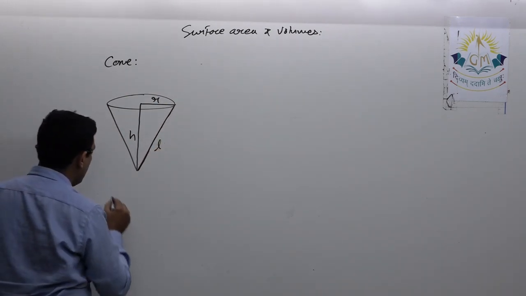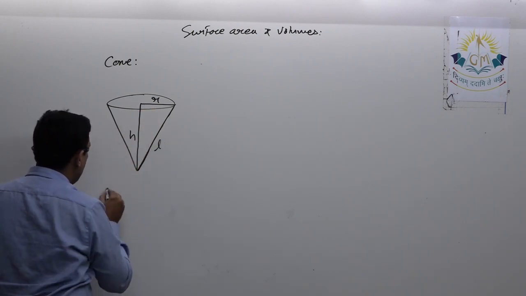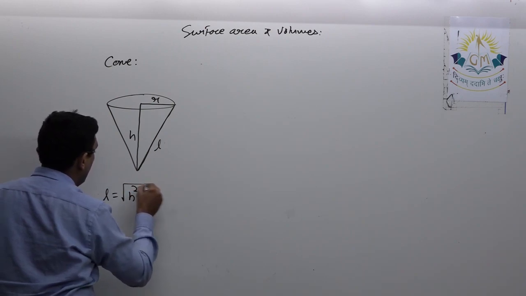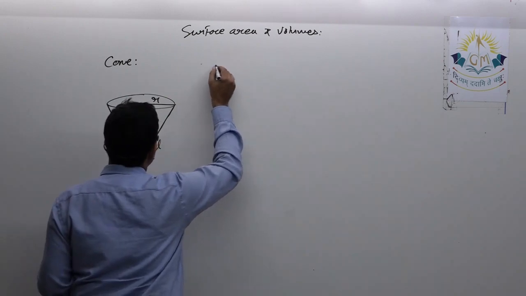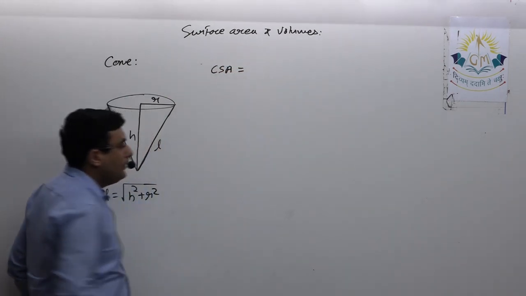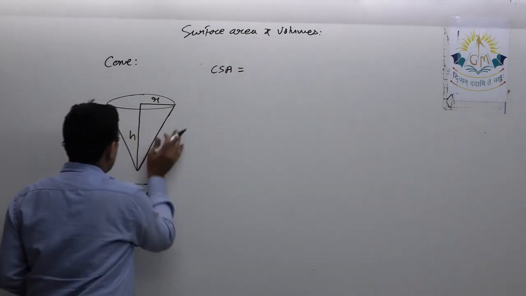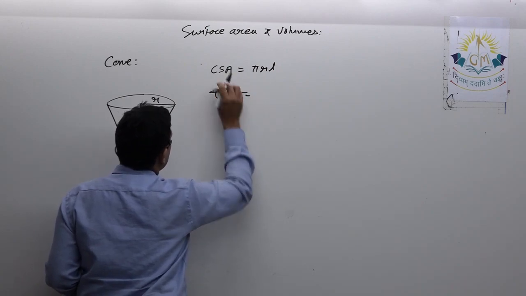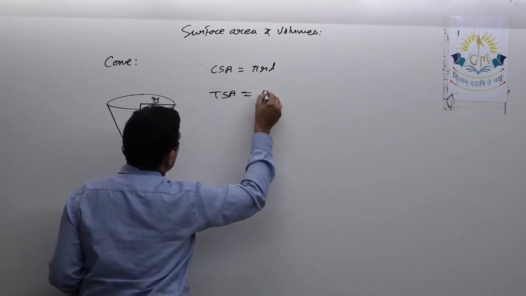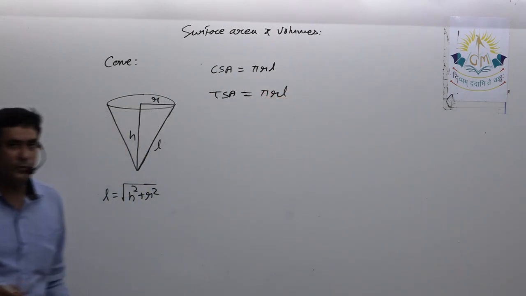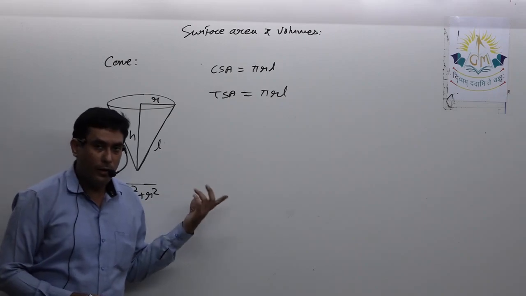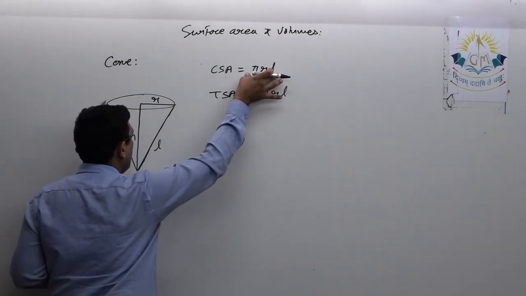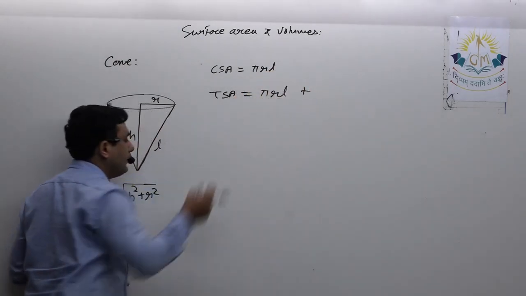We have a relation between these. As this angle is 90 degrees, with the help of Pythagoras theorem, I can say l is equal to the square root of r square plus h square. Now we'll see, first of all, its curved surface area. Curved surface area is pi r l. Now for the total surface area, we have to add all the areas. Total surface area is definitely CSA plus the area of any other surface if there is any.